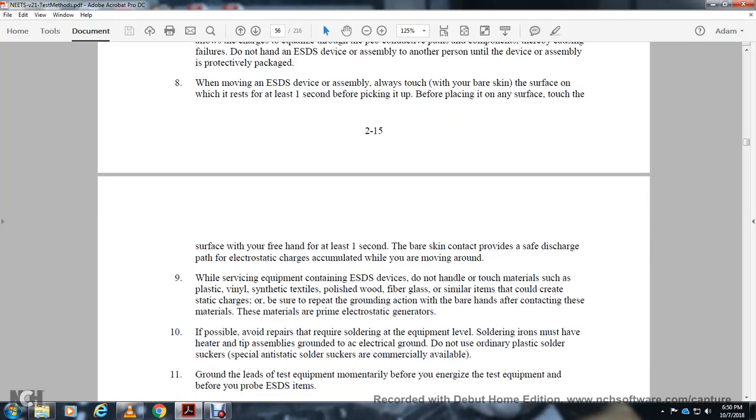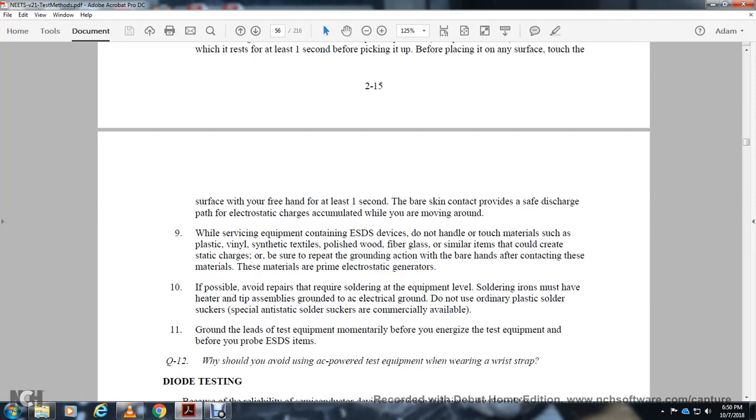While working on electrostatic discharge sensitive equipment, do not handle it near plastic, vinyl, synthetic textiles, plush, polished wood, fiber, glass, and similar items, which create static charge. Repeated ground action by the hands on contact with these materials makes them primary electrostatic generators.